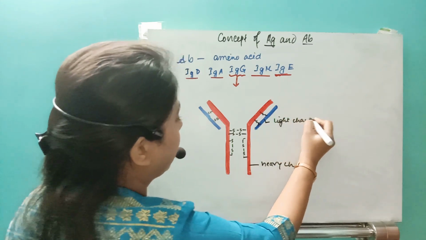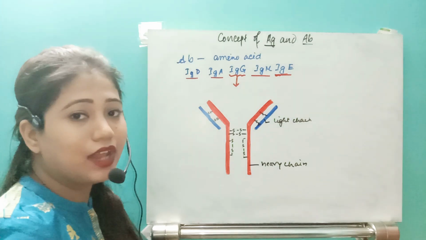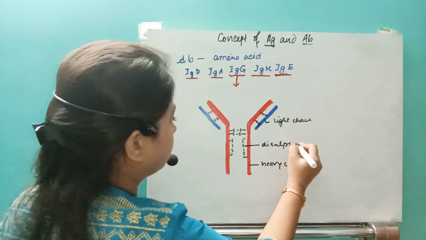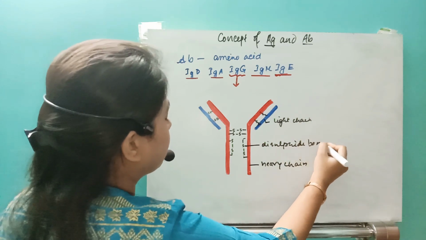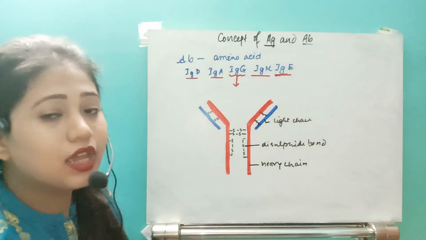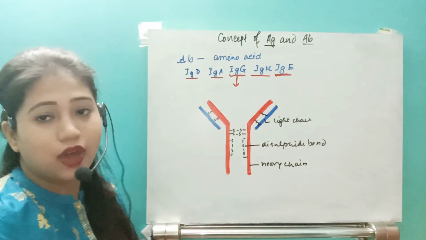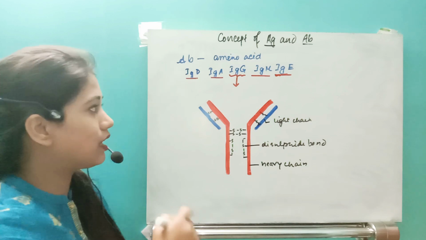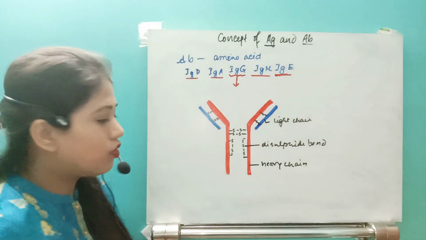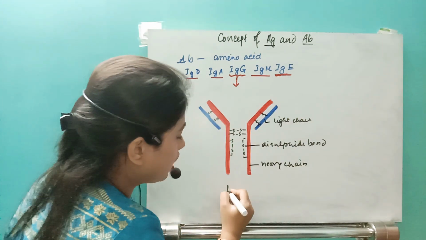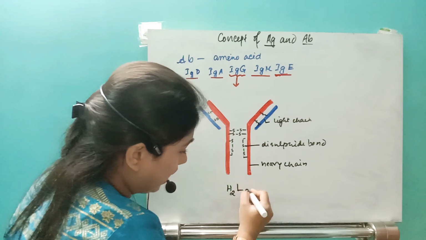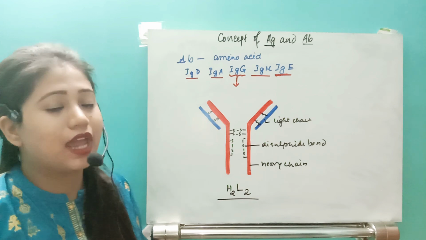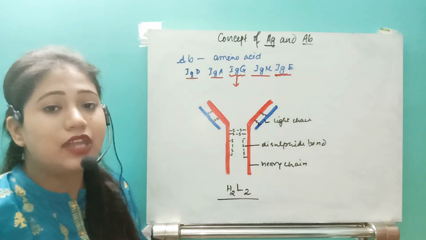The heavy chain and the light chain are attached to each other by a disulfide bond. So this is the disulfide bond. This is because the light chain and the heavy chain can attach to each other and form an antibody. That's why the antibody structure is also known as the H2L2 structure. So in a question it may be asked why antibodies are also known as H2L2.